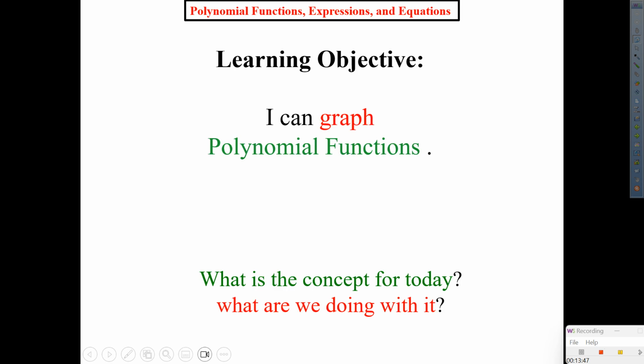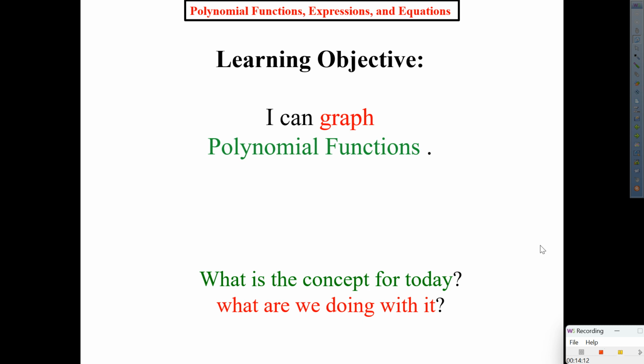Our objective for today, I can graph polynomial functions. You don't need coordinate planes set up. We're going to be building them as we go. But just get a Cornell note set up, please. And you do need a Frayer model. Give you some time to set that up.